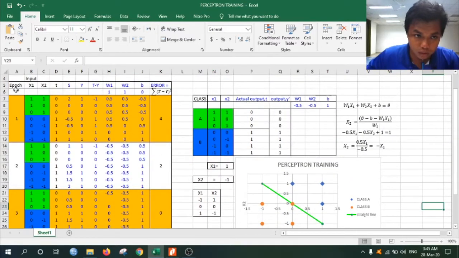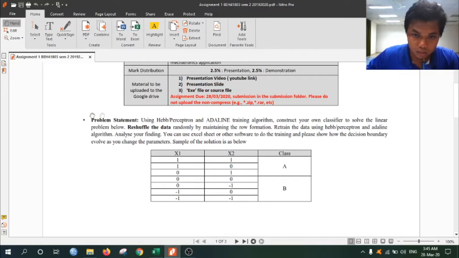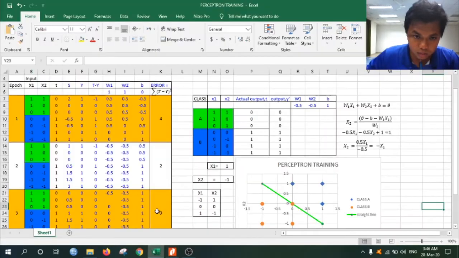We have done the table, the epochs. We have done 3 epochs, 1, 2, 3 epochs, and this input S1 S2. As you can see, this is class A and class B, the green one is class A, the blue one is class B. And as you can see in the assignment, this is the question. It is given. It is classified as the upper one is class A, and the one below is class B.